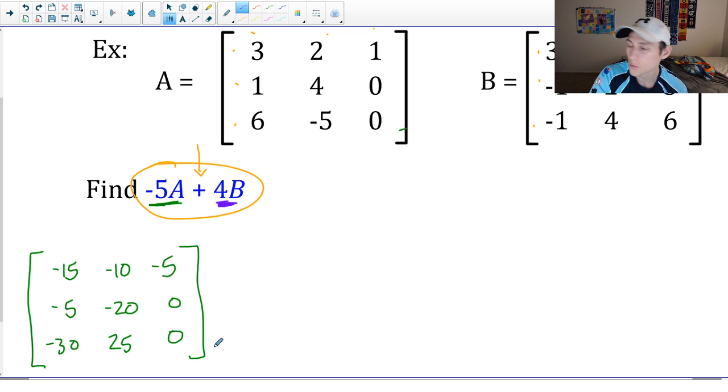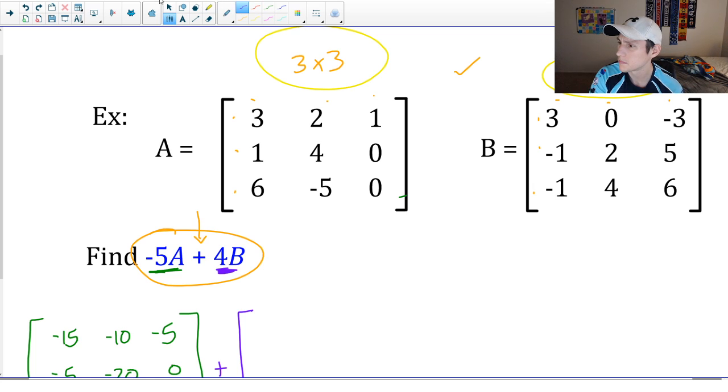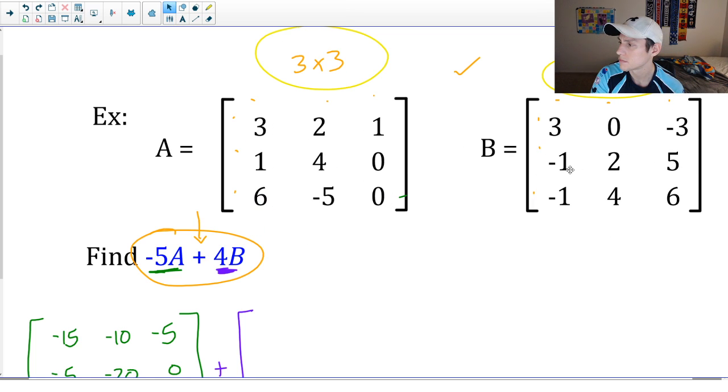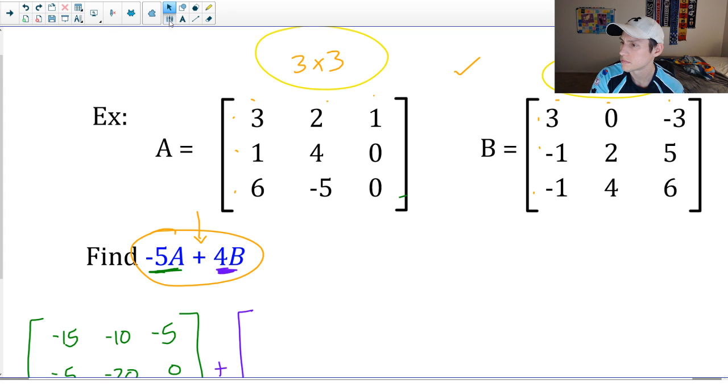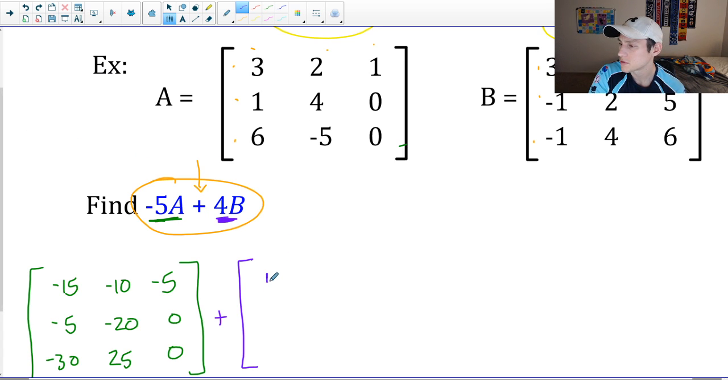Okay, we're going to add that with 4B. Here's matrix B. I'll just take matrix B, multiply everything by 4. 4 times 3 is 12. 4 times 0 is 0. 4 times negative 3, negative 12. 4 times negative 1, negative 4. 4 times 2 is 8. 4 times 5 is 20. 4 times negative 1 is negative 4. 4 times 4 is 16. 4 times 6, 24.